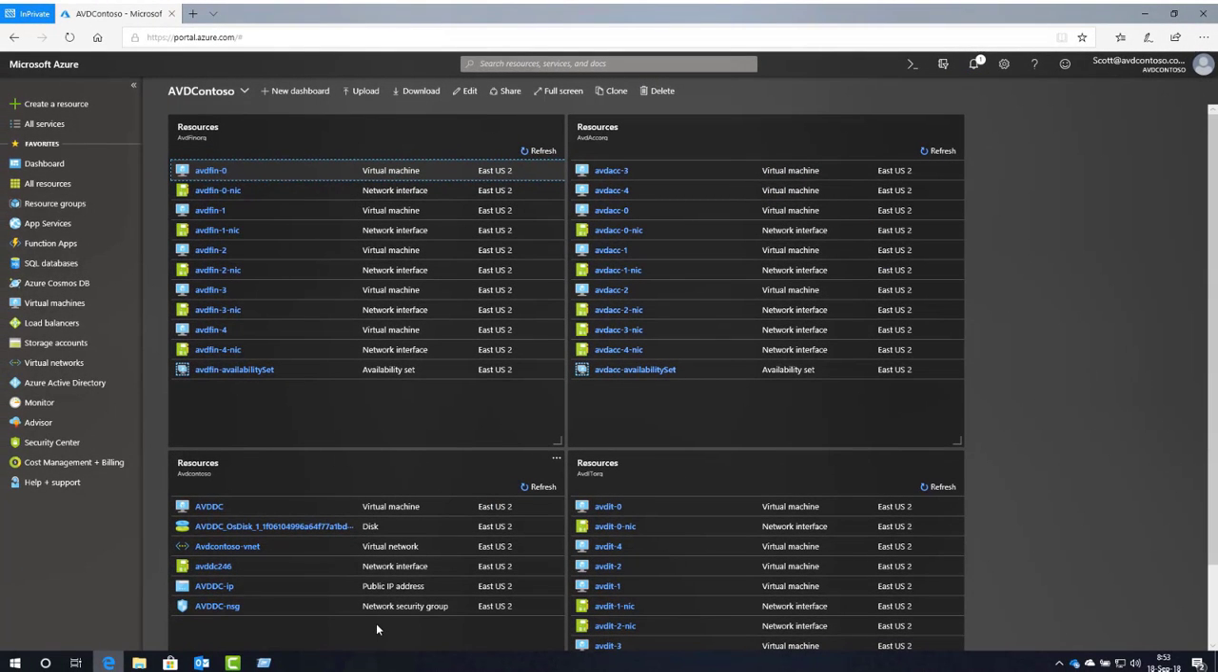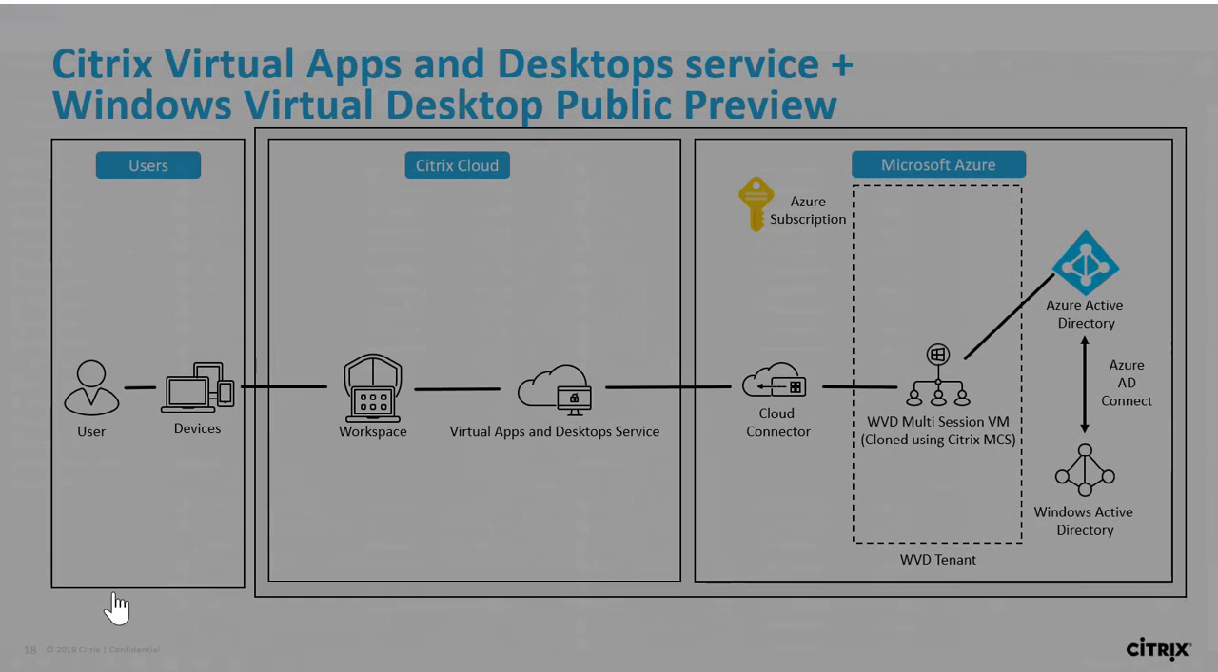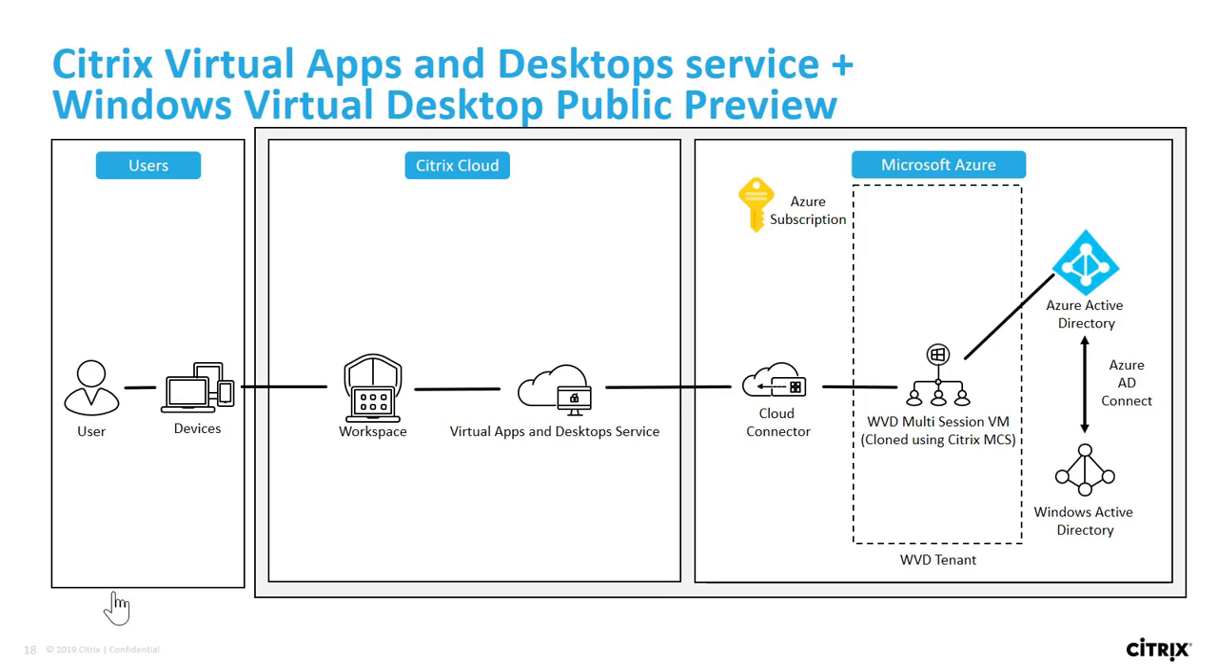I also have created a deployment guide where you can try this public preview with Citrix Virtual Apps and Desktop Service. So let's look at the architecture for Citrix Virtual Apps and Desktop Service with the Windows Virtual Desktop public preview. As you can see, it's the standard setup for the users as well as Citrix Cloud, where we're using the Virtual Apps and Desktop Service. But on the resource side, you'll see that everything lives in Microsoft Azure. We're using the Windows Virtual Desktop multi-session VM, and it is inside its own Windows Virtual Desktop tenant.